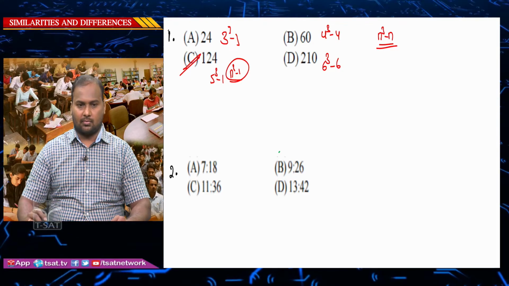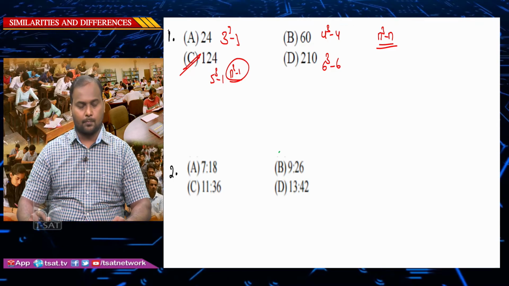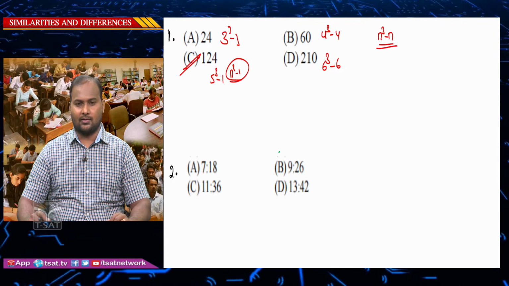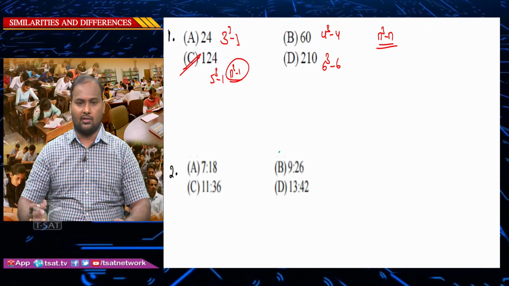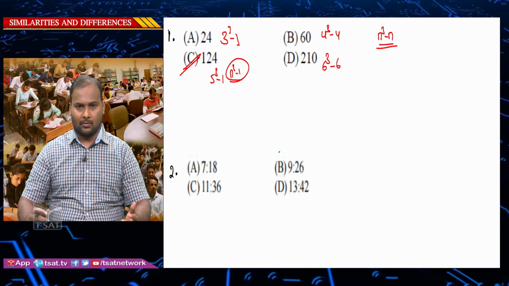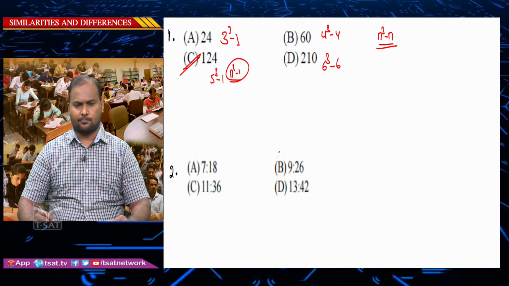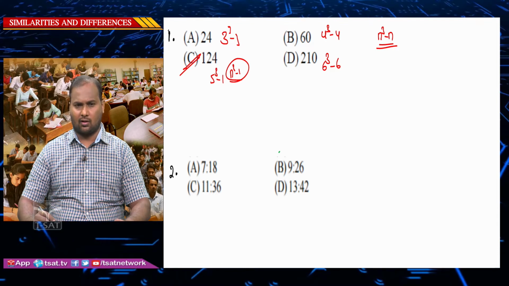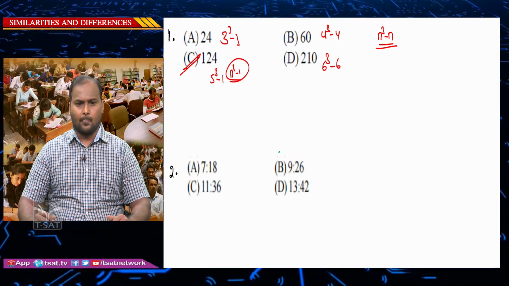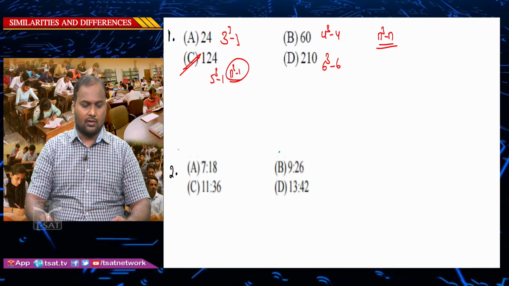In this question, see the numbers 7, 18, 9, 26, 11, 36, 13, 42. First you try to observe the range of the numbers, 7 and 18, 19 and 26. Whether I have to take a difference, or multiply with some number, or do a combination, or check with squares or cubes. Definitely I can say that squares or cubes are not possible, because for 7 and 18 I can't apply the squares and cubes logic. Then the logic I can apply here is combination logic.